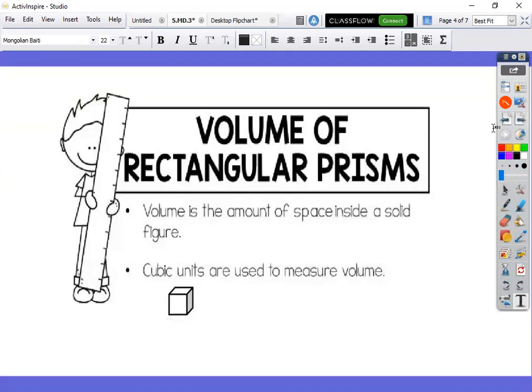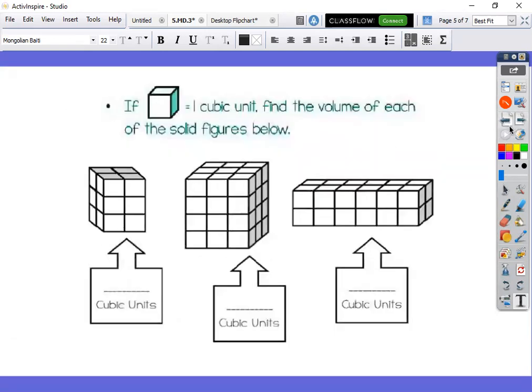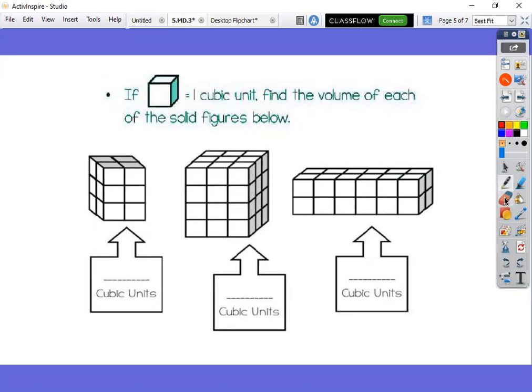When we're talking about the volume of rectangular prisms, we have to remember that volume is the amount of space inside a solid figure. How much can that figure hold? And cubic units are used to measure volume. If we look at some examples here, we see that 1 little cube is equal to 1 cubic unit. They want us to find the volume of each of the solid figures below.